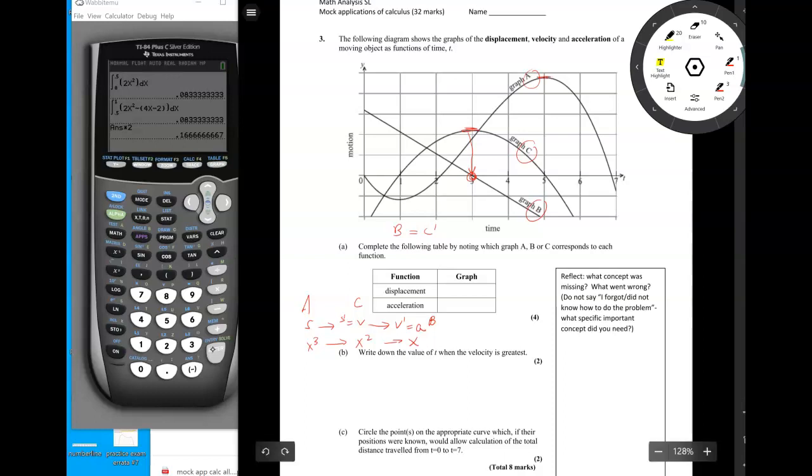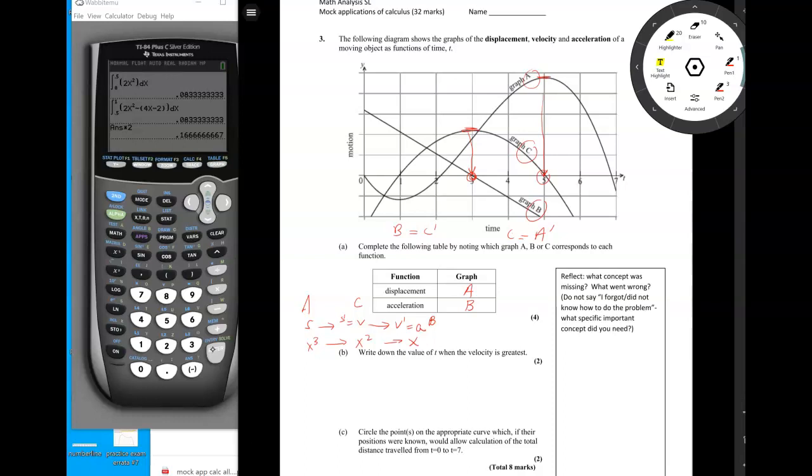And the same thing happens with graph A. Graph A has a maximum here. It corresponds to the x-intercept of graph C, which must mean that the derivative of graph A is graph C. So we know that C is the derivative of A, and B is the derivative of C. So it confirms that. So we can write down here that the displacement is A and the acceleration is B, which leaves the velocity, of course, to be C. So those are two ways to do it.